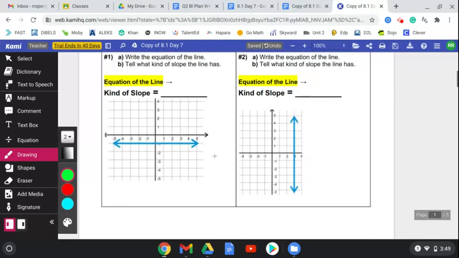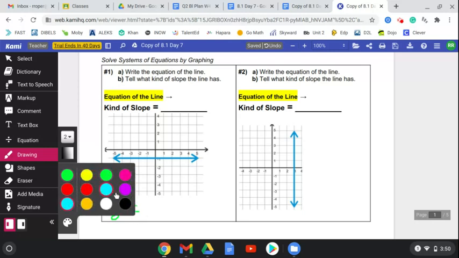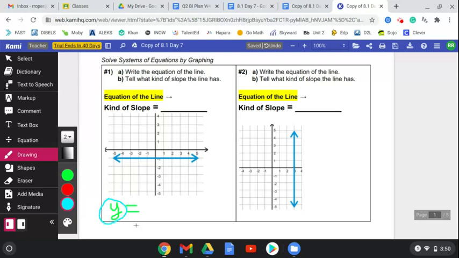All right, here number 1 and 2, we're going to write the equation of the line and then tell what kind of slope the line has. Okay, now in number 1 here we have a horizontal line, a side-to-side line. And so if the line is side to side, if it's horizontal, the equation of the line is going to be y equals something. Okay, if it's a horizontal line, it'll be y equals whatever number it is on. The way to remember this, maybe this is helpful, is that this y right here is like an upside down H. It's an upside down H.